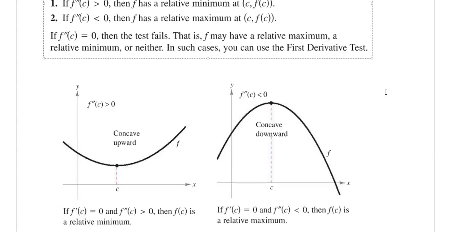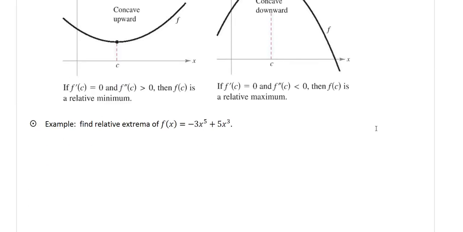Now here's why it works. You're still looking at critical numbers, so these are still places where f prime of c equals 0 or doesn't exist, or actually it has to be in this case where it's equal to 0. But if you're looking at a concave upward graph like this, you can see that it does have a low point or a dip. It's got a valley. So if it's upward, it's going to have a minimum, and if it's downward, then it's going to have that high point or a maximum. So that's why this works.